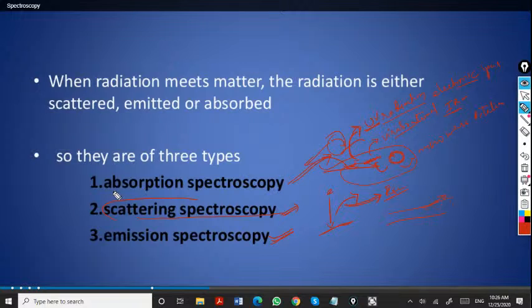So if the process of the light is absorption, then it is said to be absorption spectroscopy. If the process of the light is emission, that is said to be emission spectroscopy. If the process of the light is scattering and we record that light, then it is scattering spectroscopy. So these are the types of spectroscopy based on the light interactions with the system. Okay, next.